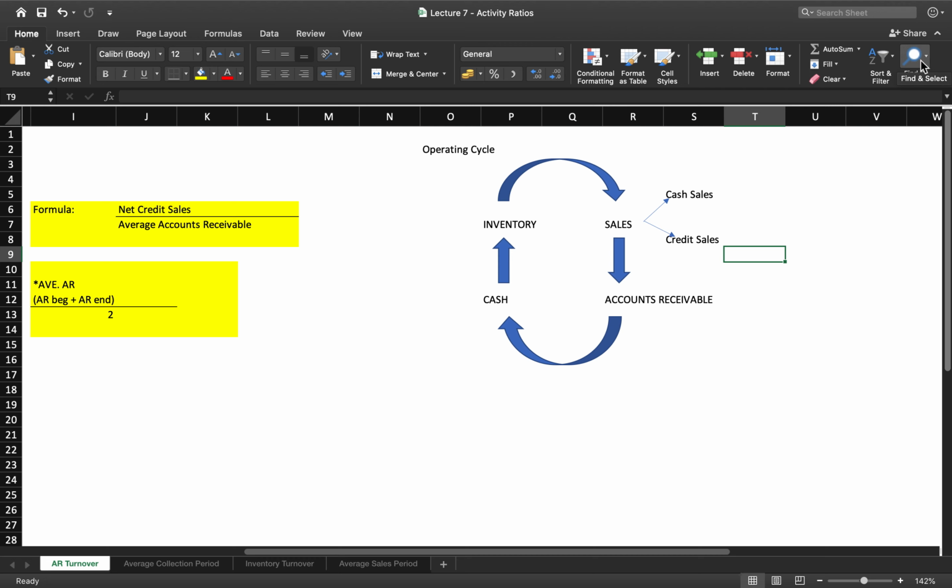After generating sales, what happens? Since we want to generate more sales, and we do it by allowing our customers to purchase on credit, we will have an accounts receivable from our customers. So, we must collect it so that we are able to convert this accounts receivable into cash. Okay?